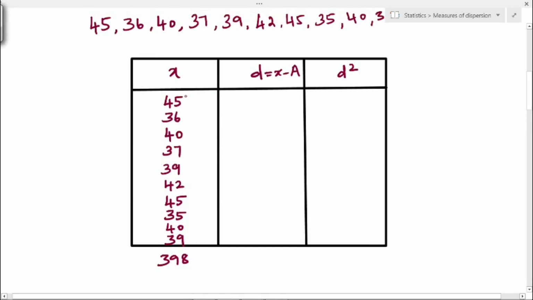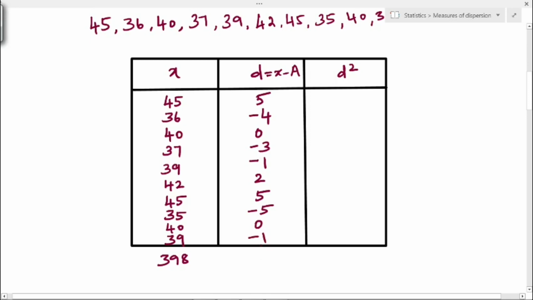Now we have to subtract 40 from all the x values. First, 45 minus 40 is 5. Next, 36 minus 40 is minus 4. 40 minus 40 is 0. 37 minus 40 is minus 3. 39 minus 40 is minus 1. 42 minus 40 is 2. 45 minus 40 is 5. 35 minus 40 is minus 5. 40 minus 40 is 0. Then 39 minus 40 is minus 1. So these are all the values of d.